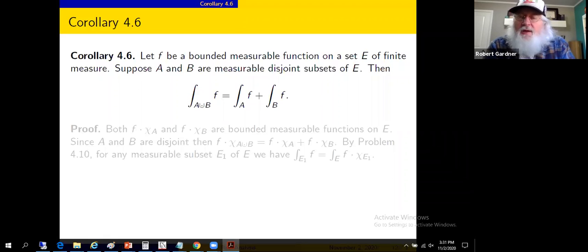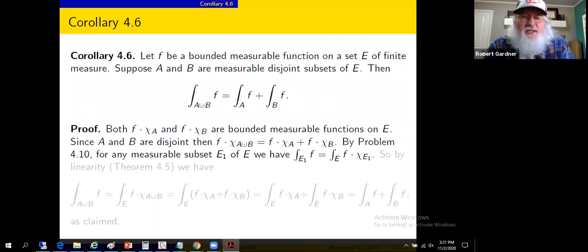We're going to have to appeal to one of the homework exercises to get all the details in this one, but let's throw some characteristic functions around. Consider f times a characteristic function on set A and f times a characteristic function on set B. First off, these are bounded functions. All we did was make the function 0 in certain places. These are also measurable functions, so we could get that from the definition of measurable.